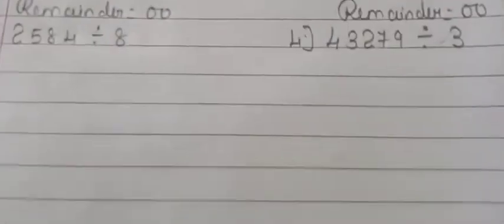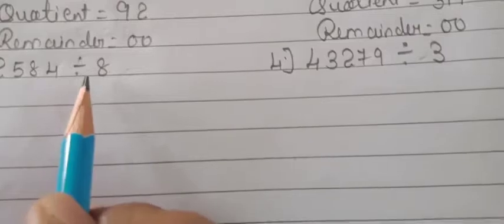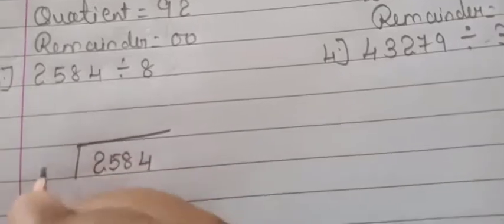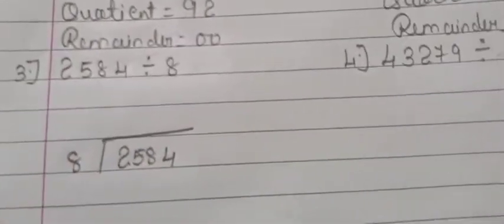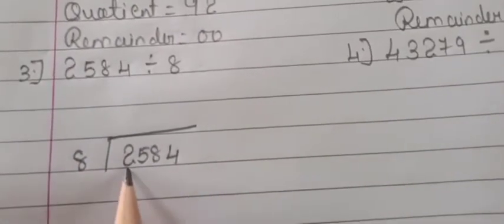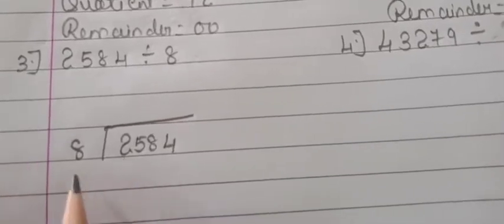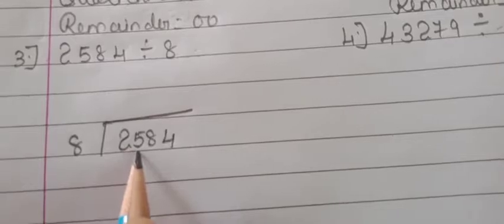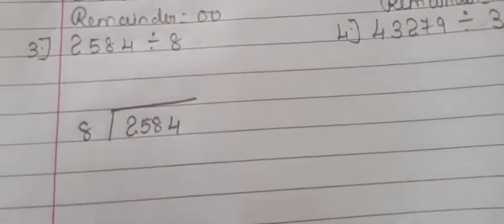Okay. Now number 3. 2584 divided by 8. So first we will see the first digit 2. 2 is smaller than 8. It can't divide. So we will take the 2 digit 25. In 8 table when 25 will come, it will not come.